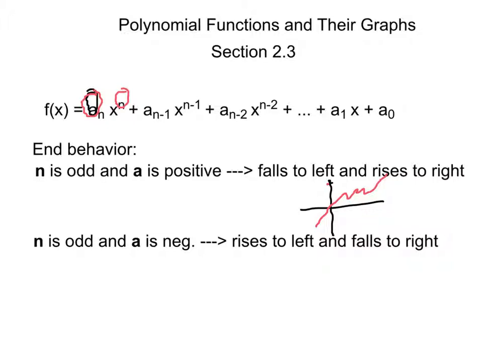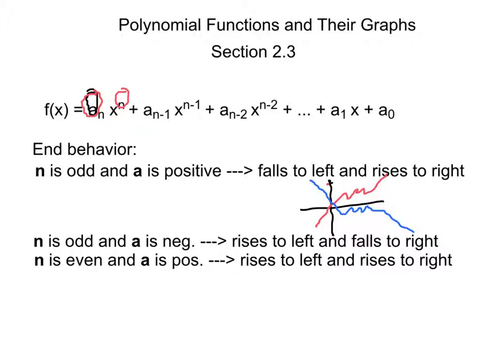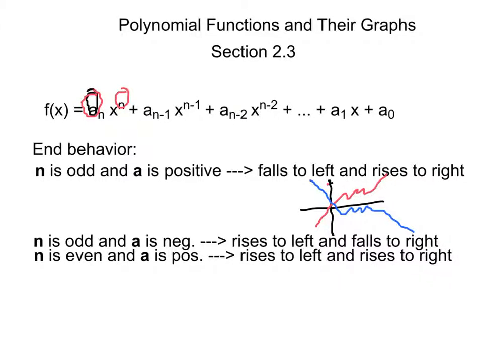Now let's say that n is odd and a happens to be negative. Okay, in this case, you would rise to the left and fall to the right. So it might look like something like this, where it would be rising to the left, do something in the middle, and then fall to the right. Okay? So now what if we have a case where n is even and a is positive, all right? In that case, it rises to the left and rises to the right, and it would look something like this. It would come down, do something in the middle, and then go back up, okay?